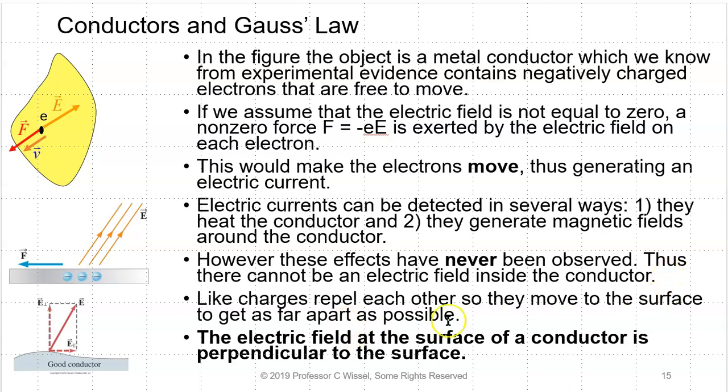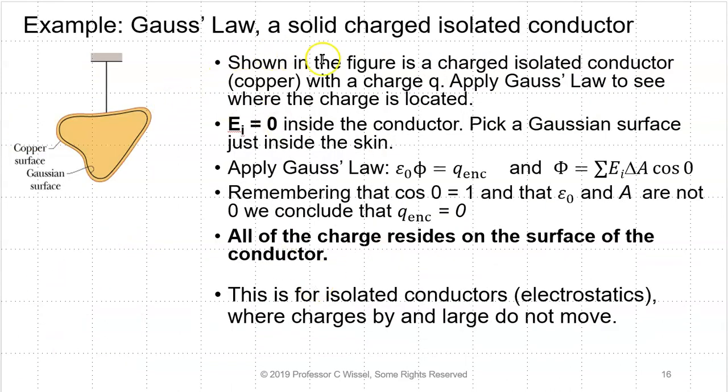Now, like charges repel each other, so they move to the surface to get as far apart as possible. So the electric field at the surface of a conductor is perpendicular to the surface. If it was not perpendicular to the surface, the component of the electric field that is parallel to the conductor would make the charges move until the electric field was perpendicular to the surface. And that would create a current, and then we could measure the current. It never happened.